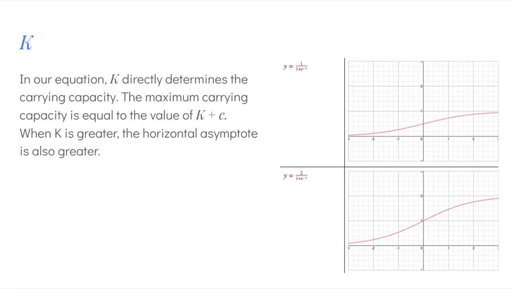In our equation, K directly determines the carrying capacity. The maximum carrying capacity is equal to the value of the sum of K and C. When K is greater, the horizontal asymptote is also greater. This is illustrated by the two graphs on the right side, showing the comparison between a graph with a K value of 1 and the other with a K value of 2. In this case, since the C value is 0, the maximum Y values of the graph are 1 and 2 respectively.